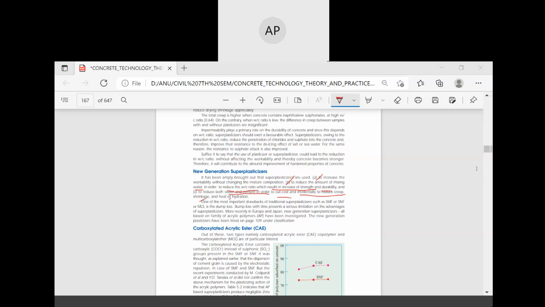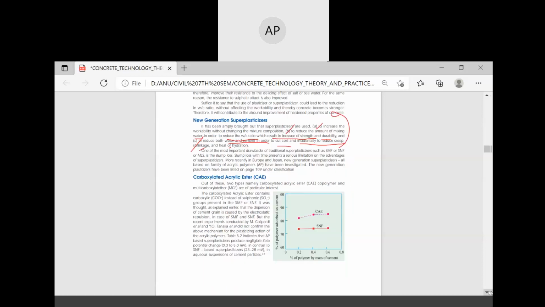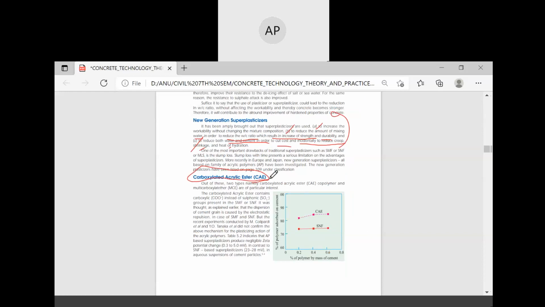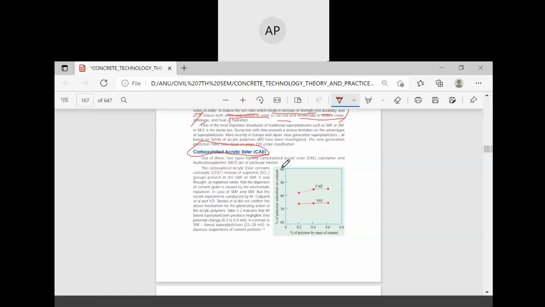I will tell you what is creep, what is shrinkage, what is bleeding. These are the properties of fresh concrete. When we make a concrete just after the mixing, there are some properties which are called properties of fresh concrete that we'll discuss later. So carboxylated acrylic ester is the most commonly used chemical as superplasticizer. So we are not going to discuss any more about this in detail.